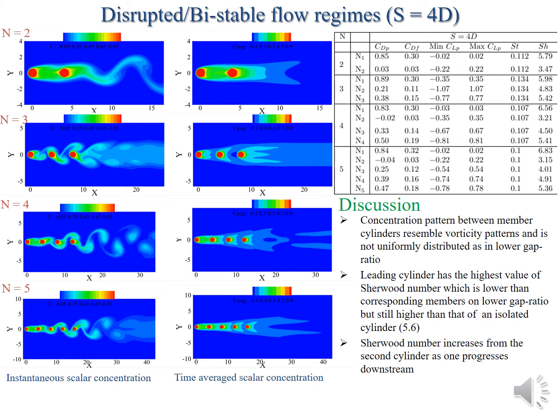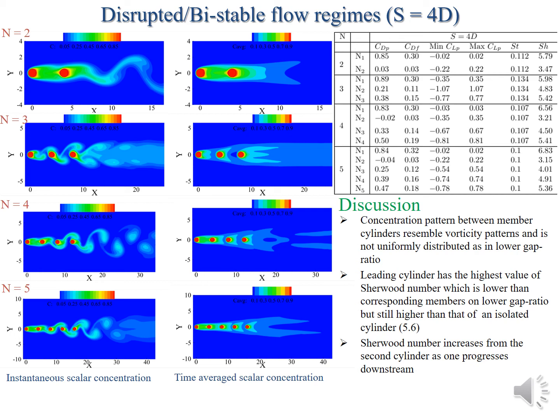So we find that for the leading cylinder, for two cylinders we have about 5.79, and that one increases as you increase the number of cylinders in the configuration. The other thing that happens is that this is opposite to the reattachment regime: from the second cylinder, as you move downstream, the mass transfer coefficient actually increases, while on the other side it was decreasing.